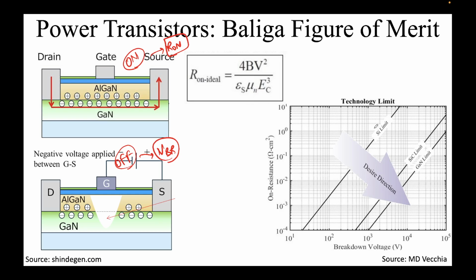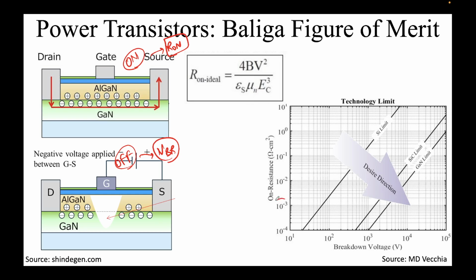Okay, but let's say you increase the EC, right? If you increase the EC, what's going to happen is this curve will shift to the right, and let's say you get the GaN, because GaN has higher critical electric field. So this is among other reasons, that's why you see the GaN limit. This is the theoretical limit. You cannot have larger than that.